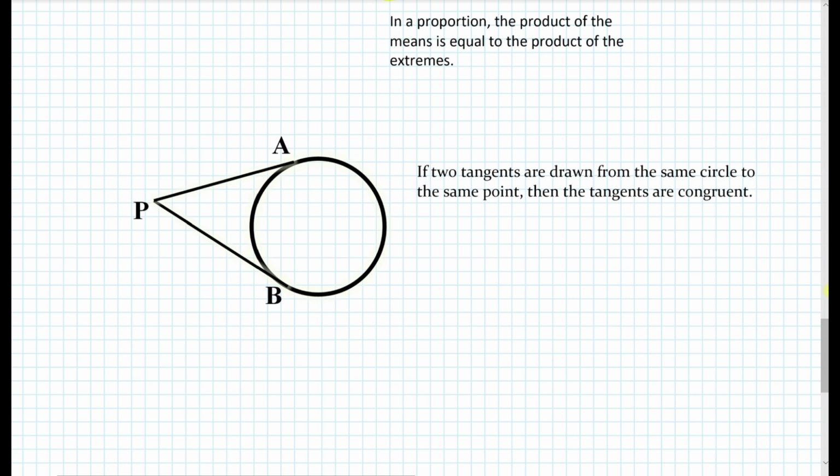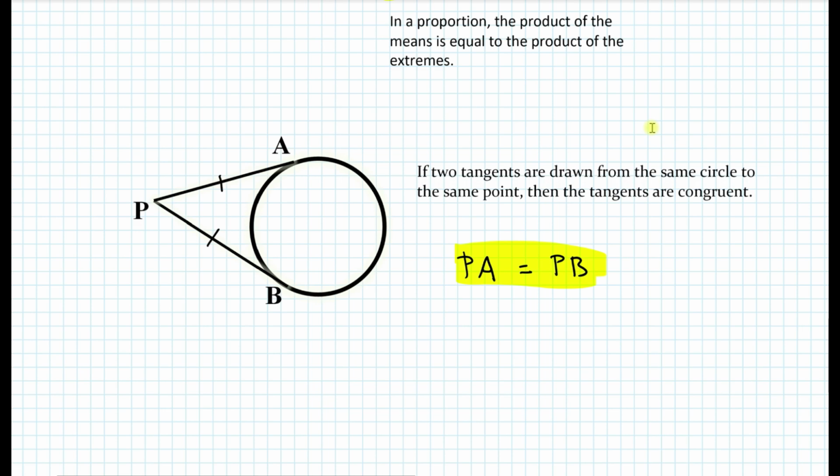Thus, we can say here that segment PA is equal to segment PB. Okay, so these two segments must be congruent. And we actually also proved this particular theorem by constructing two triangles and proving the triangles congruent by the HL theorem. And then by corresponding parts of congruent triangles, the two tangents are congruent as well. Okay, that is the last formula for the third case.